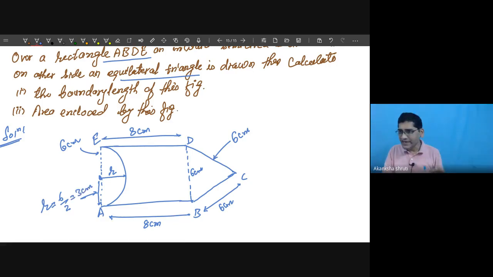Student, I always advise for the question related to this figure, you redraw everything on the figure itself, and that itself is sufficient.